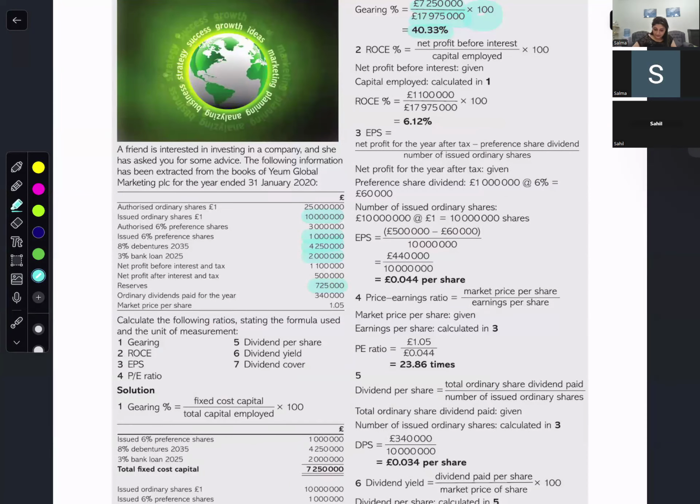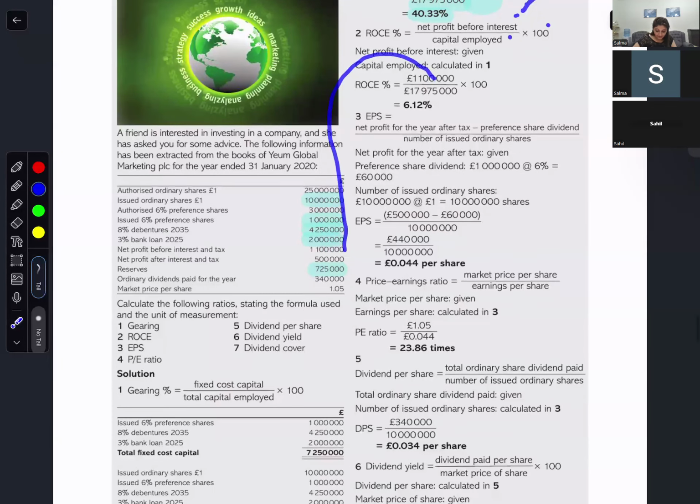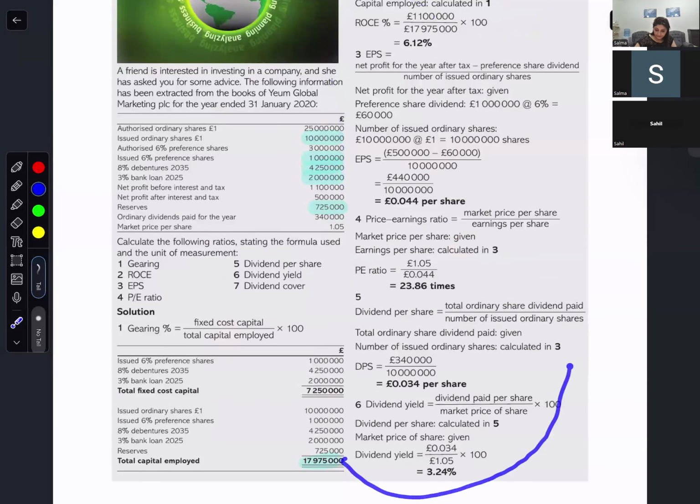Return on capital employed, what is the formula? Profit before interest divided by total capital employed into 100. Net profit before interest is already given to you. Capital employed you've already found out. Into 100 gives 6.119%.